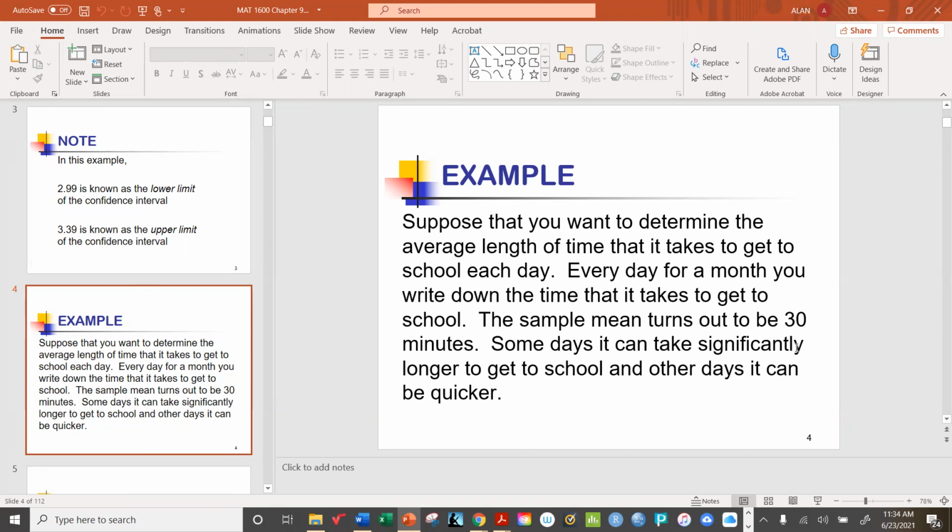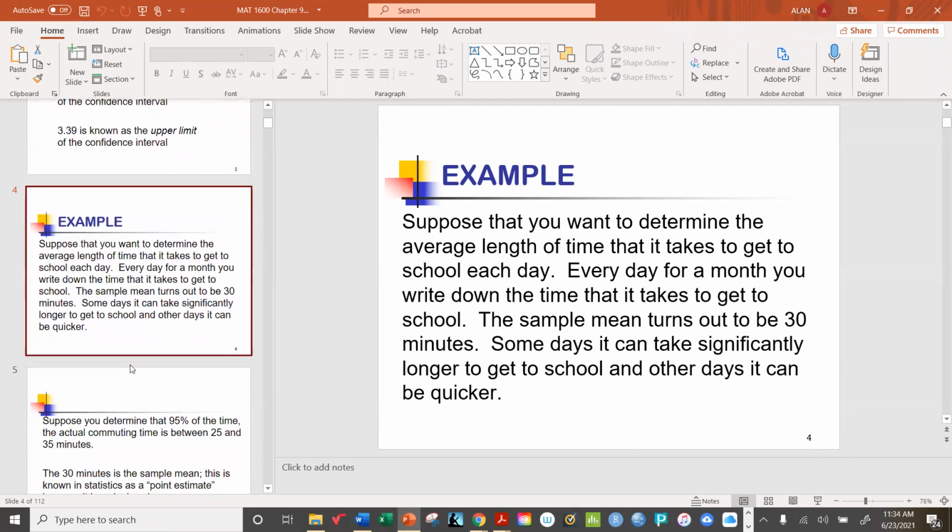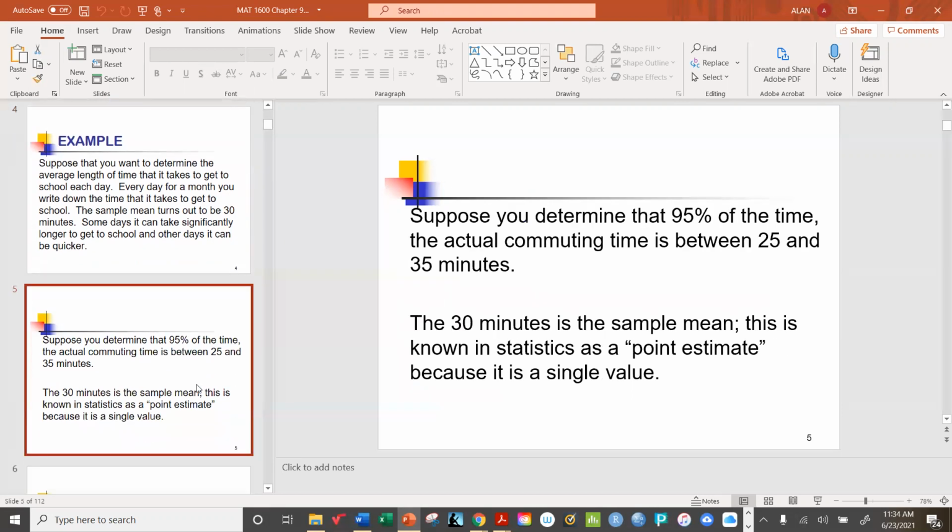So the 30 minutes is a good estimate of the average commuting time, but it's kind of incomplete because it doesn't give us any sense of how much longer it might take on a bad day or how much quicker it could be on a good day. So we sit down and use the techniques from this chapter, and we determine that 95% of the time, the commuting time turned out to be somewhere between 25 and 35 minutes.